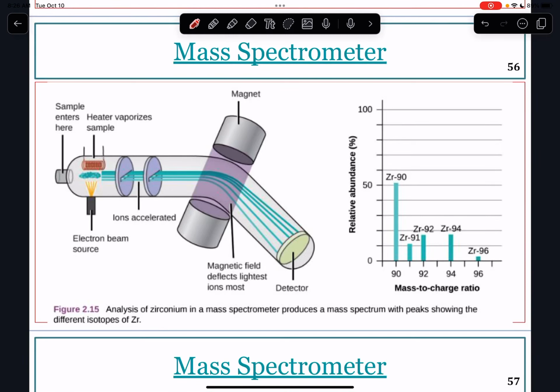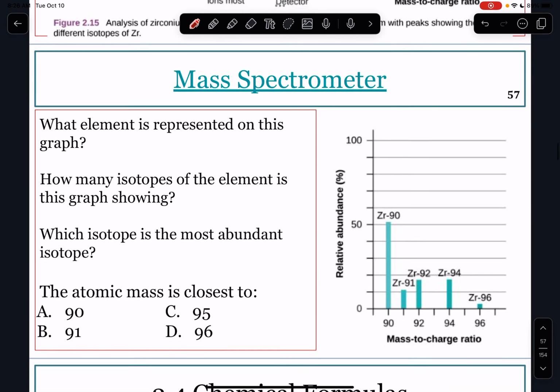In this video, we will discuss isotopes and chemical formulas. This is called a mass spectrometer. It analyzes samples of substances and produces a mass spectrum, which is this graph on the right, with peaks showing the different isotopes. On the x-axis is the mass-to-charge ratio. The charge is always a +1, so we can consider the x-axis to be just the mass. The y-axis is the relative abundance of each isotope.